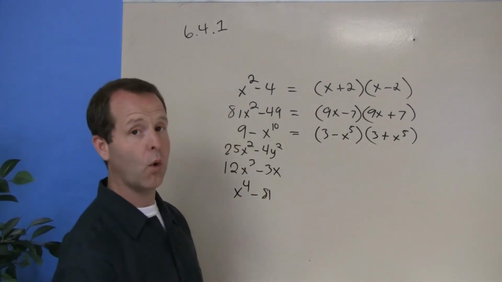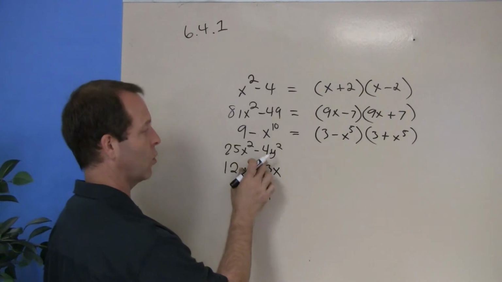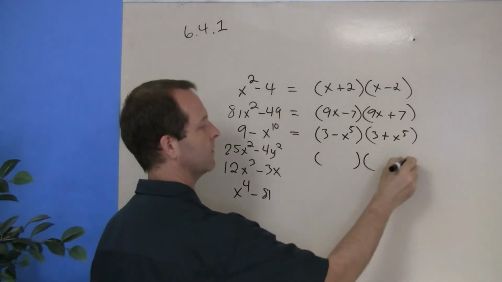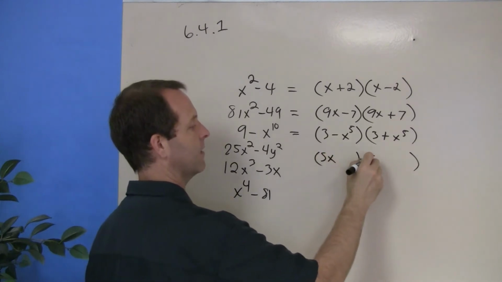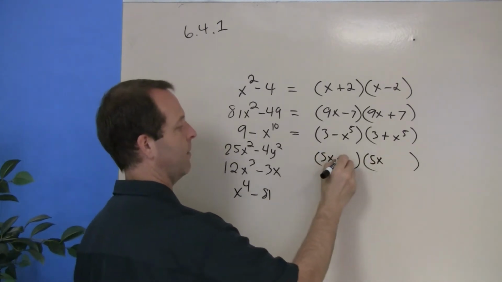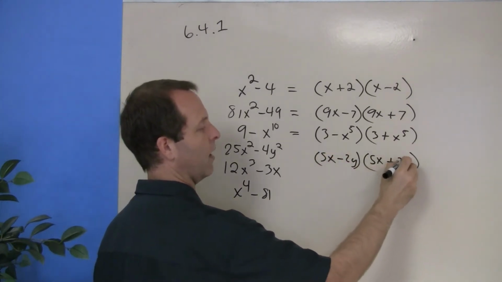25x squared minus 4y squared. They're all squares and it's a difference. So 25x squared, that'd be a 5x and a 5x, minus a 2y and then plus a 2y.